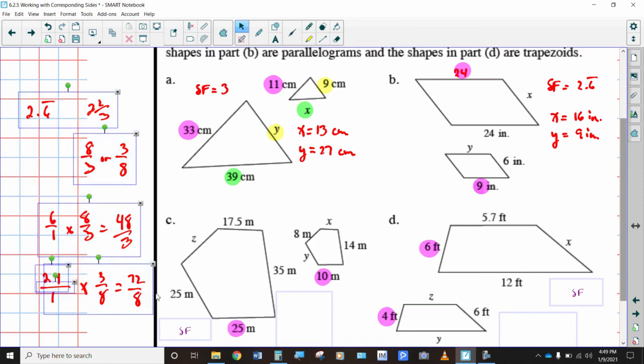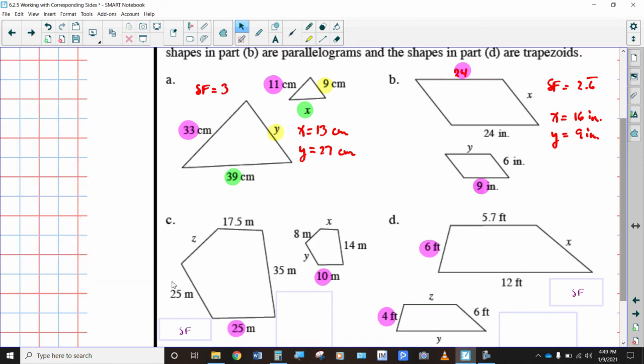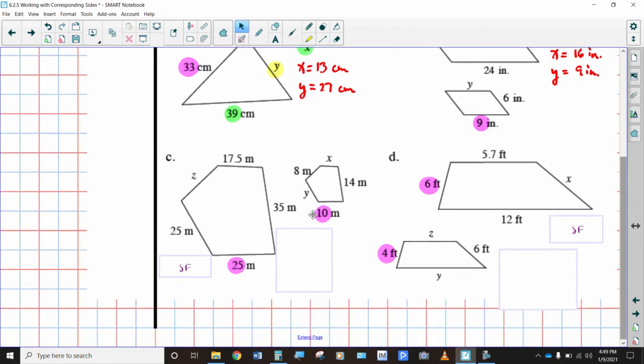All right, so what do we have going on for part C? The scale factor for part C is, what do you multiply times 10 to give you 25? It's 2.5. So we're going to take, and let's do 35 and x correspond to each other, and y corresponds to this 25 right here, and then z is going to correspond to 8.